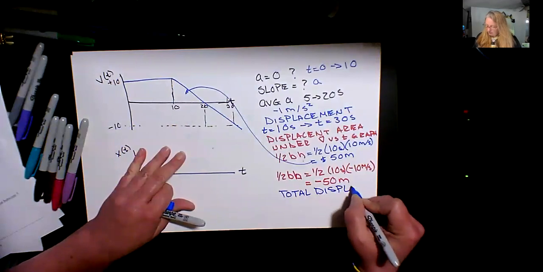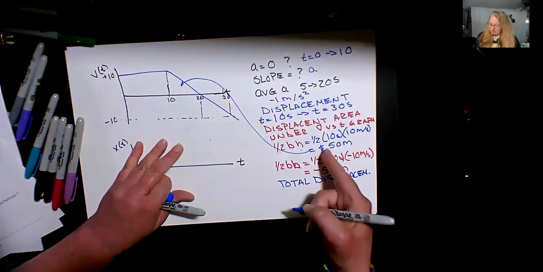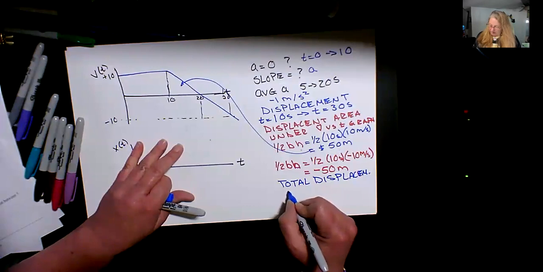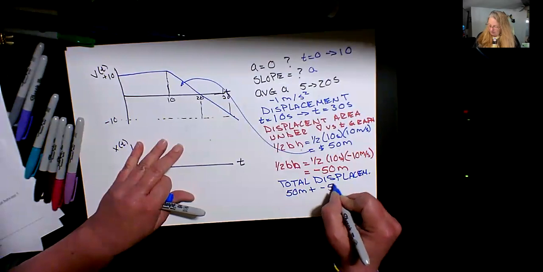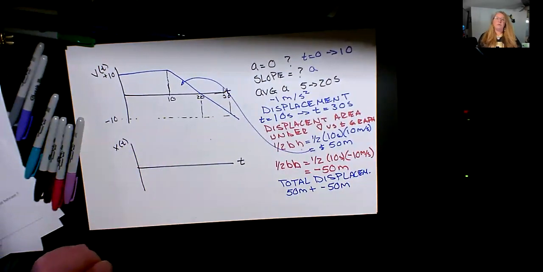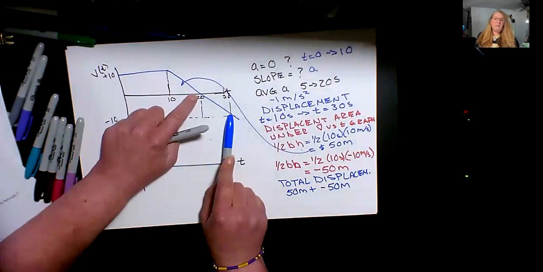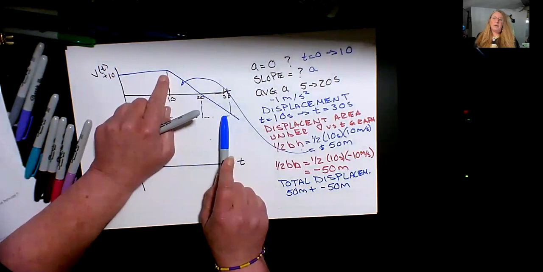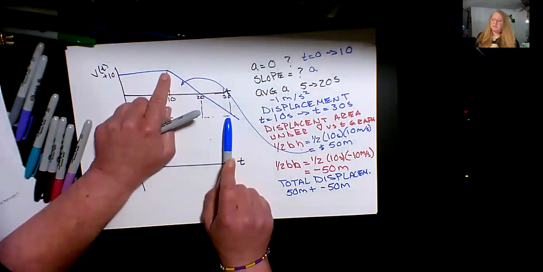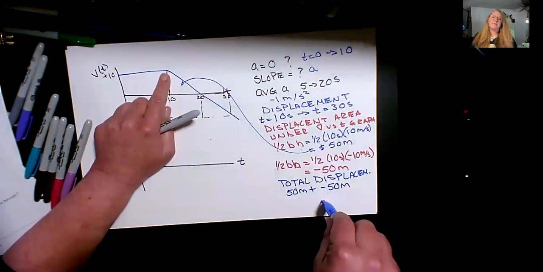is the sum of those two areas. So I have my 50 meters plus my negative 50 meters as my total displacement. So what does this say? This says I went out 50, I came back 50. My total displacement is 0. And this is not x final minus x initial, which is what some people want to do. We don't have an x value, we have a displacement value.